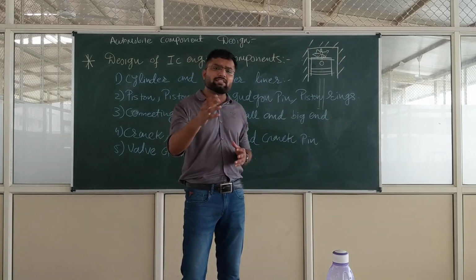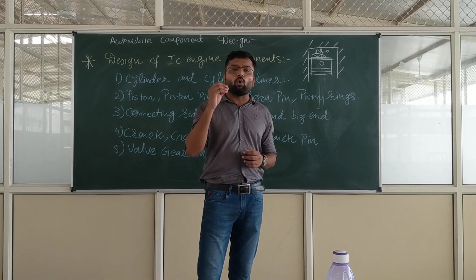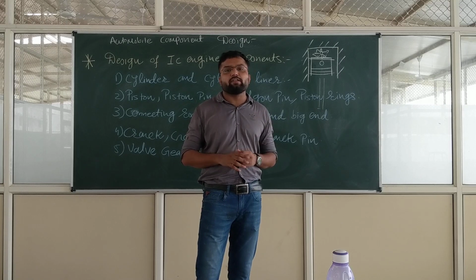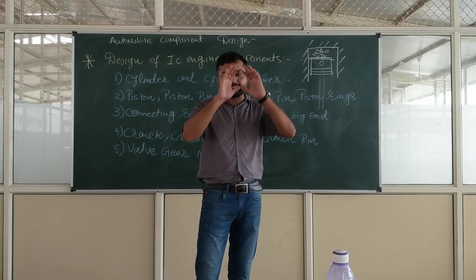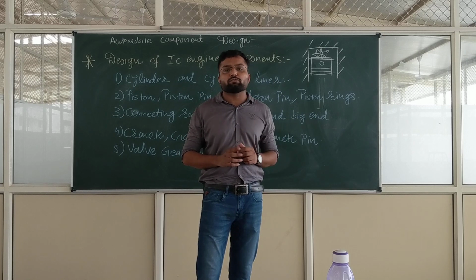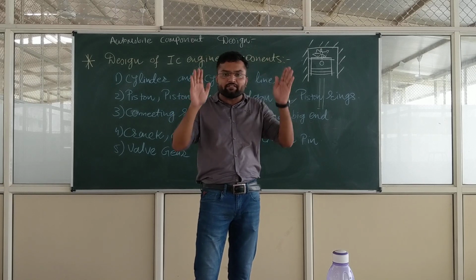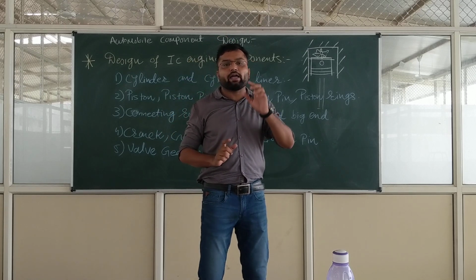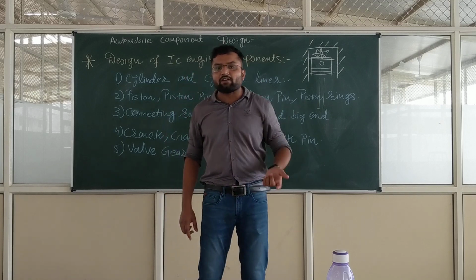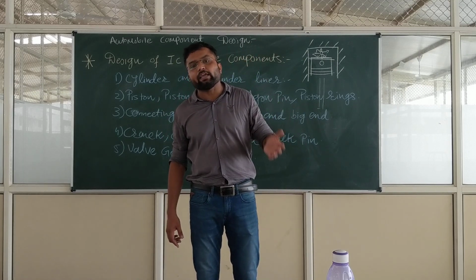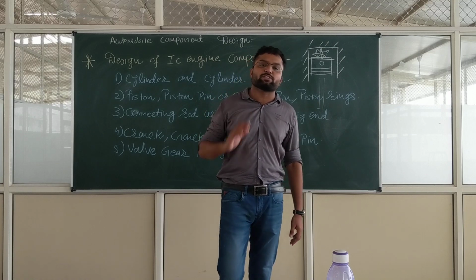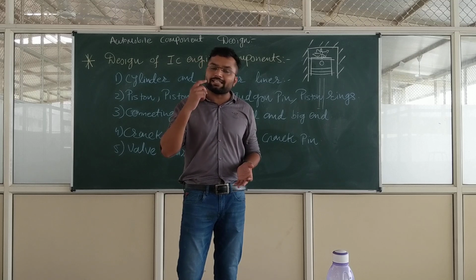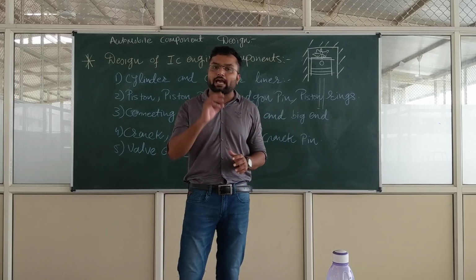So in today's lecture, we are going to have an overview of these components. The first and foremost assembly goes like this: in the cylinder cavity, our piston moves to and fro, connected by a connecting rod to the crankshaft, and this crankshaft ultimately provides power to our transmission shaft. So this is how our components are connected. Clear? Each and every component we are going to design in isolation.